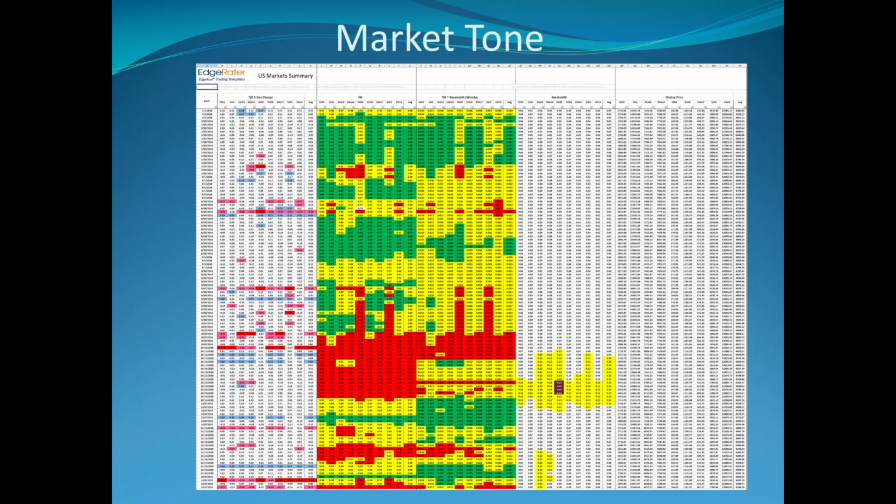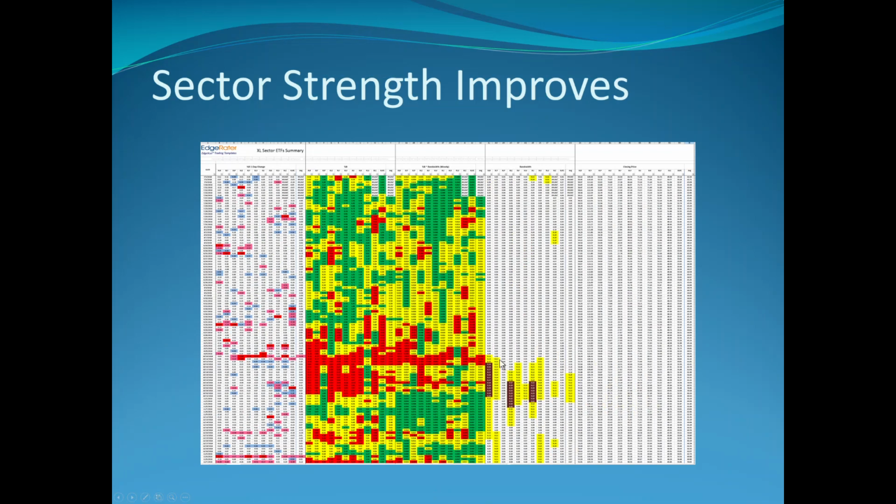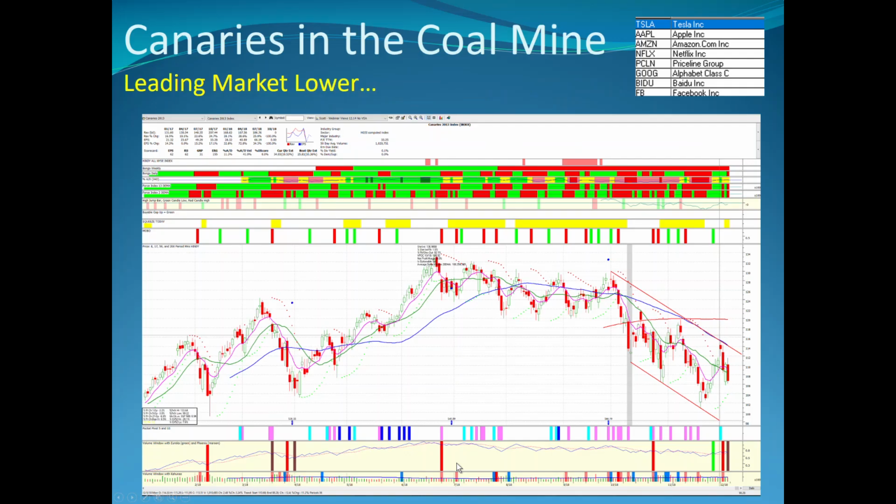Market tone: we had kahunas on Tuesday, Wednesday was off, and Thursday to the downside. And you could see we've shifted from a bullish to a bearish posture. If we look at the sectors, no surprise, the only green will be in utilities and real estate.